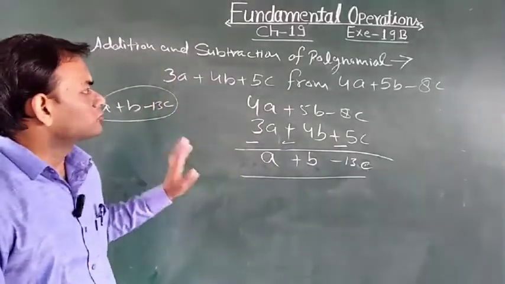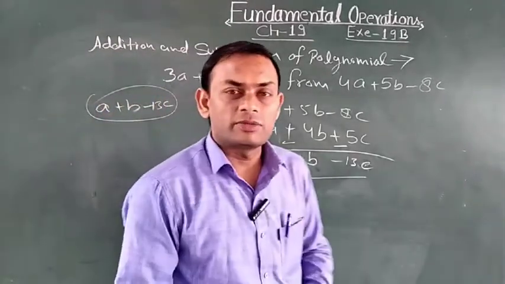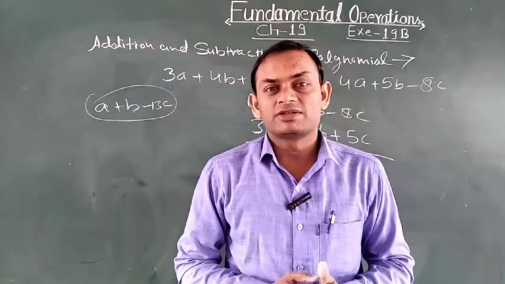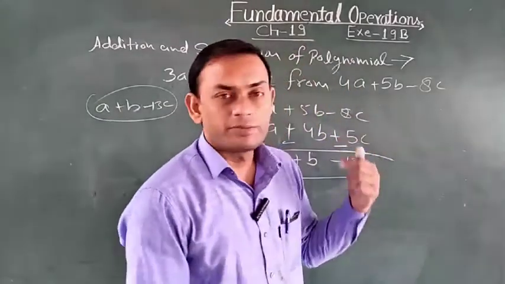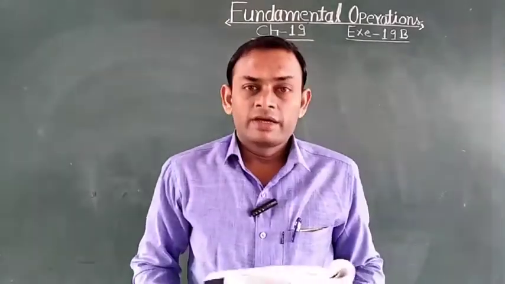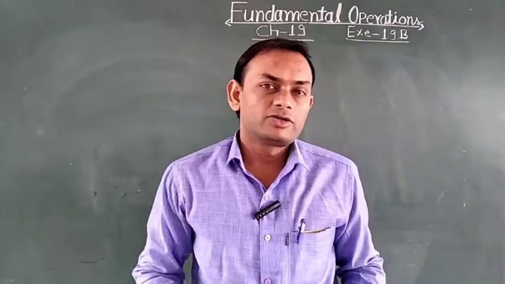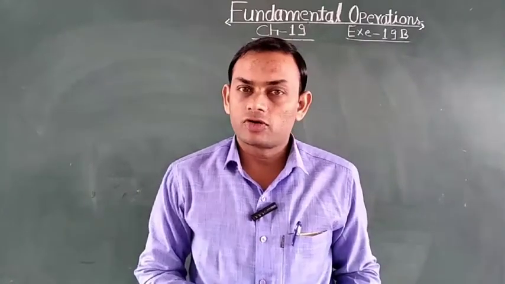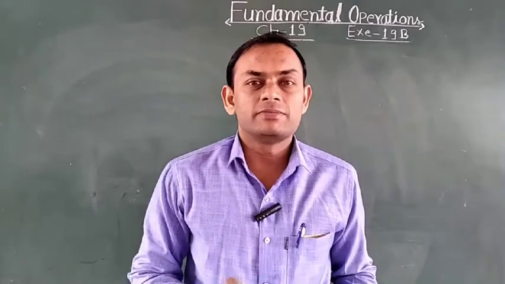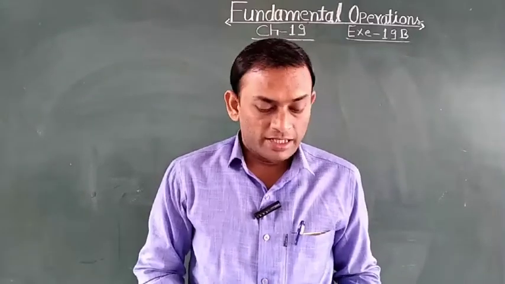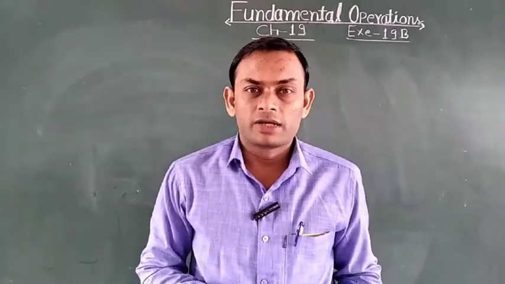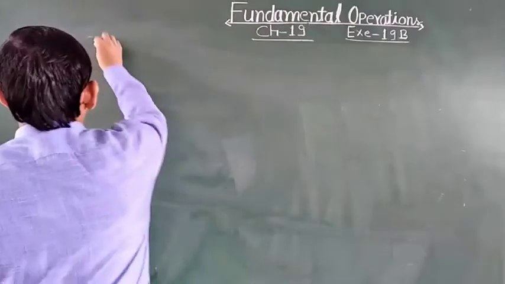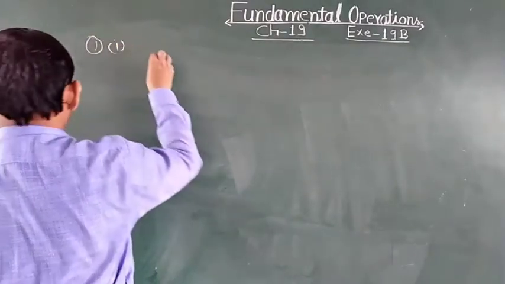So these are two methods, the row method and the column method, which I told you. Now we will start exercise 19b. Got it? In exercise 19b, I told you the two methods, row method and column method. You may use any method to solve the question. Here I will tell you the column method. Got it? This is the first question, first part of this.